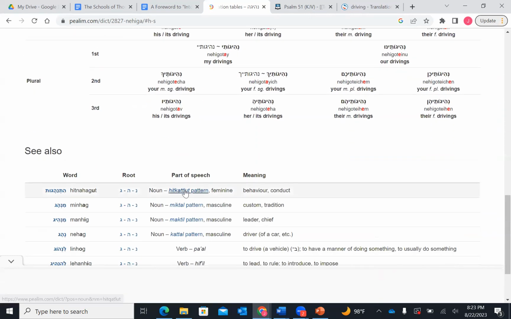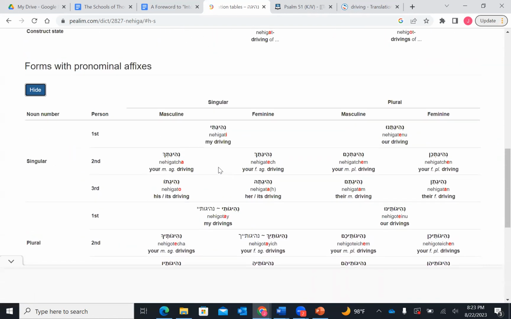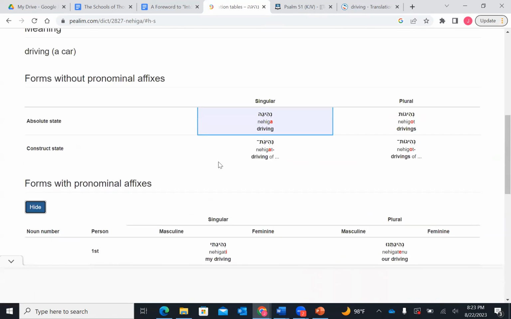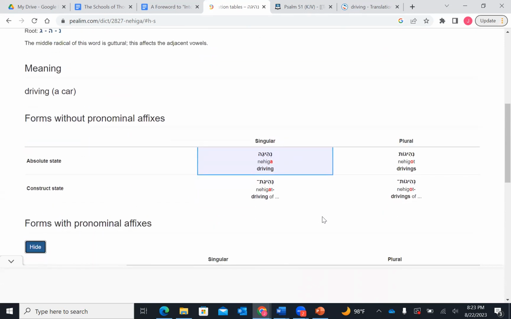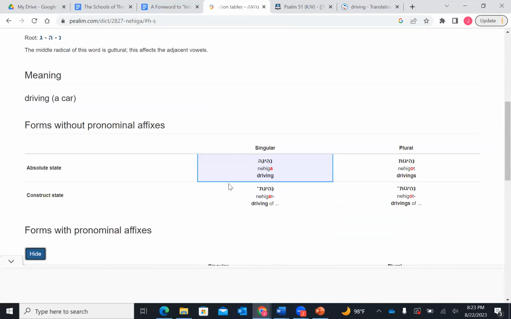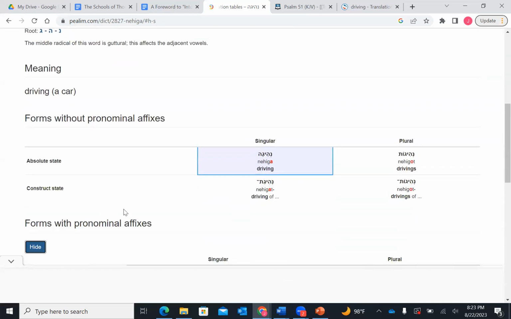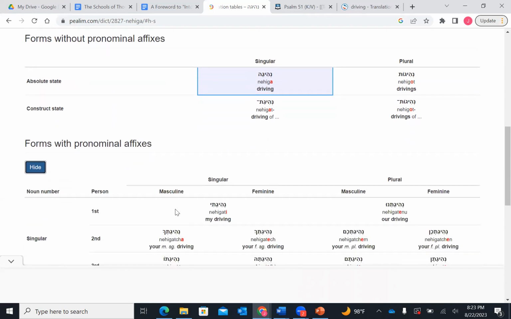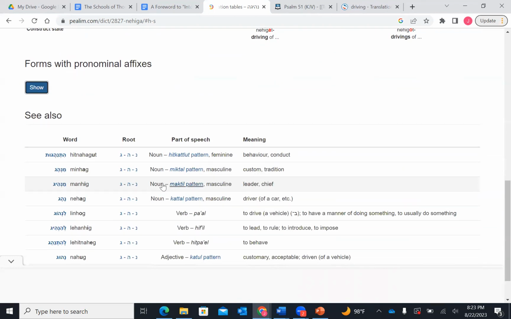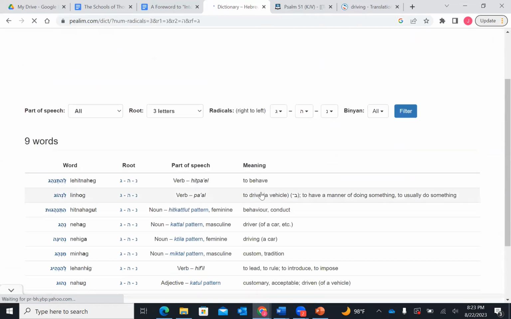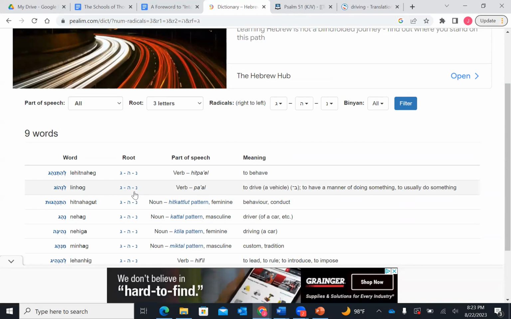I didn't mean to send you through all that. I'm just doing a quick little word study. Sometimes it's good to see what the teacher does. I'm showing you how I would do it, how I would research it. So this is the same way you would do it, right? But definitely, it's a very interesting word, to behave, to drive.